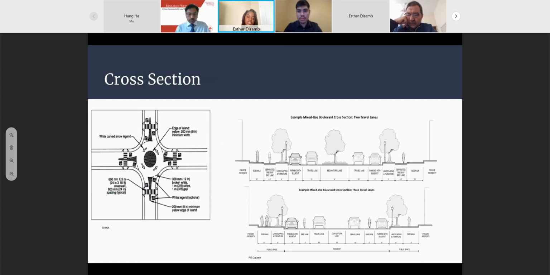For the cross section on the left side, we can see the roundabout, except our roundabout is a T leg. And on the right side, we can see the cross section for our road, and each lane is 10 feet and the median is 16 feet.